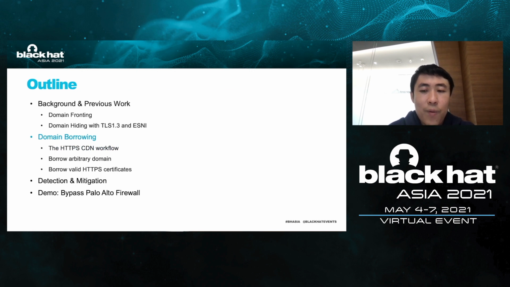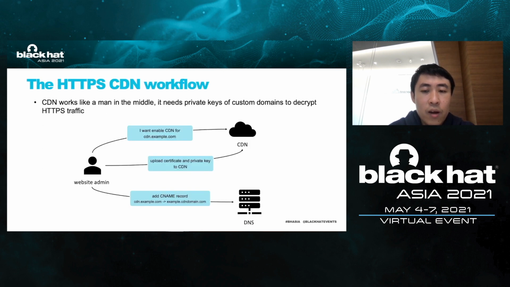Next, we will talk about what domain borrowing is and how it works. Let's begin with how HTTPS CDN works. HTTPS CDN works like a man in the middle. It needs private keys for custom domains to decrypt the HTTPS traffic and then routes to the origin. So first, the website admin should upload certificates and private keys to the CDN and make the domain CNAME record point to the CDN.